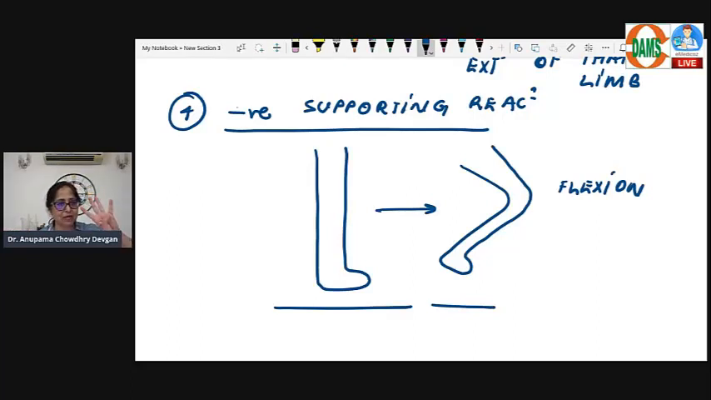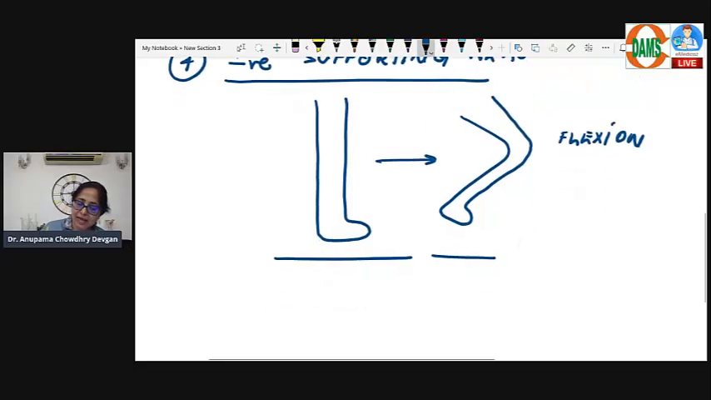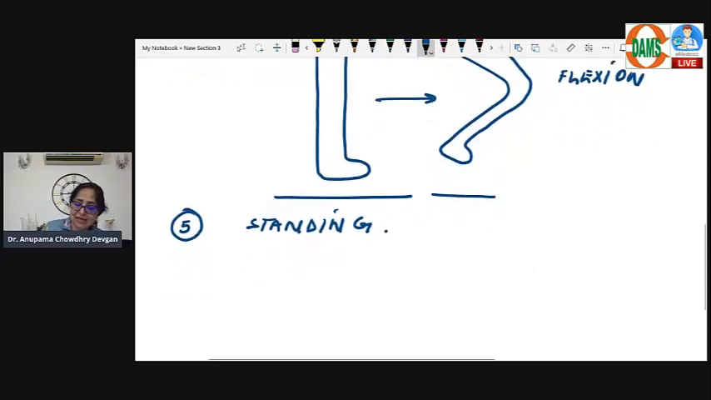So I've done 4 spinal reflexes with you: stretch reflex, already covered, inverse stretch reflex, positive supporting, negative supporting. Then number 5, you have standing. Standing is also a spinal reflex. Somebody said, you said walking. Absolutely right. Walking is also a spinal reflex.